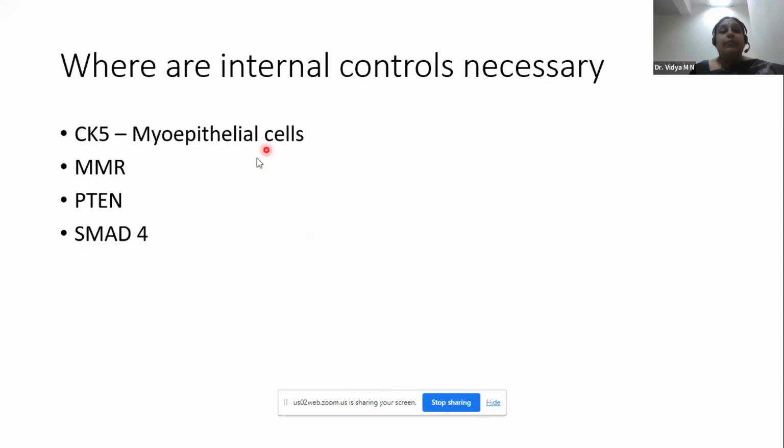And a few other examples are your PTEN and SMAD4, where the benign tissue, all your normal tissues, should take up your SMAD4 staining. All right, so it is only the tumor where there is going to be loss of expression. This is similar to your INI1 expression and loss. Whenever there's INI1 loss, that is when you say, okay, there is loss of expression. But how confident are you in calling this a loss of expression? You need to observe around the benign areas where they take up the staining. So these are areas where your internal controls are definitely necessary.